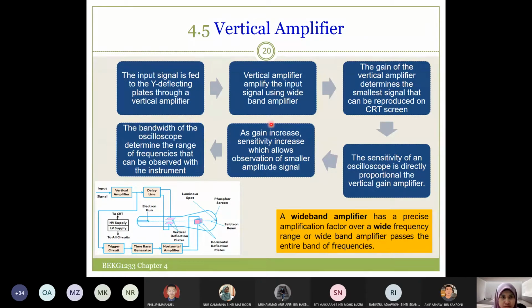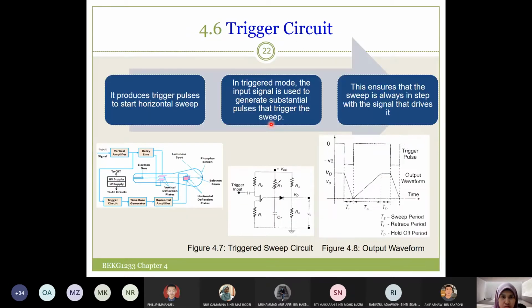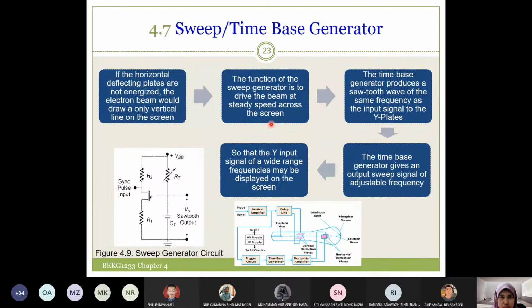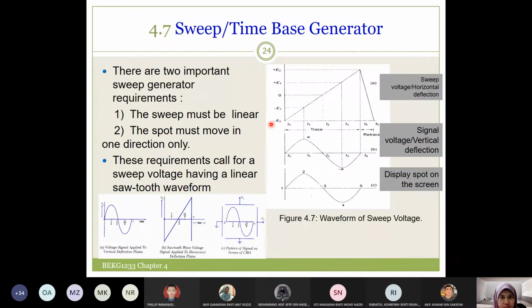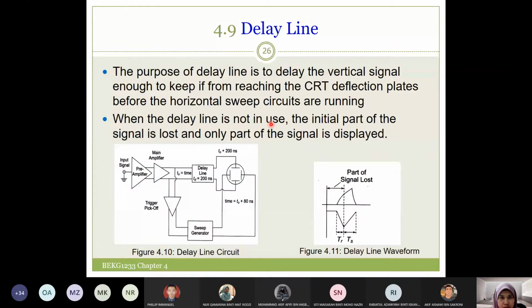Okay, you can read by yourself. These are the detailed explanations on each component of the oscilloscope: trigger circuit, sweep or time-based generator, horizontal amplifier, delay line.